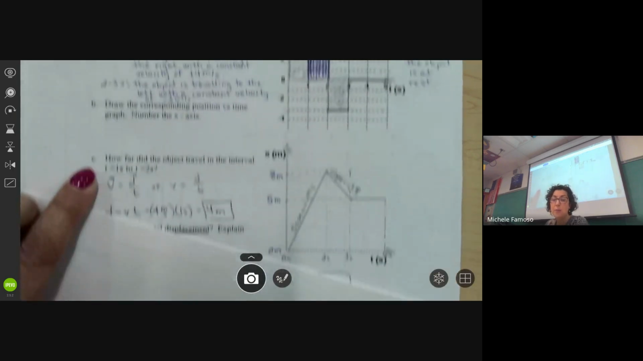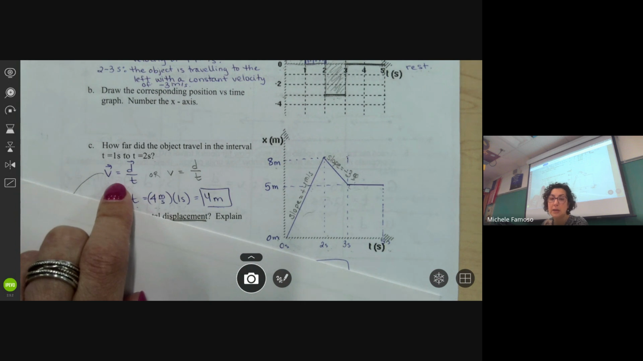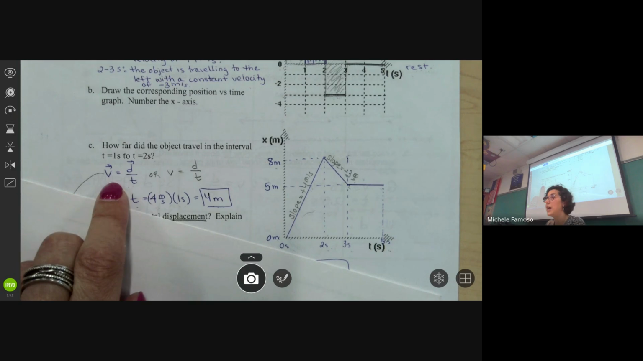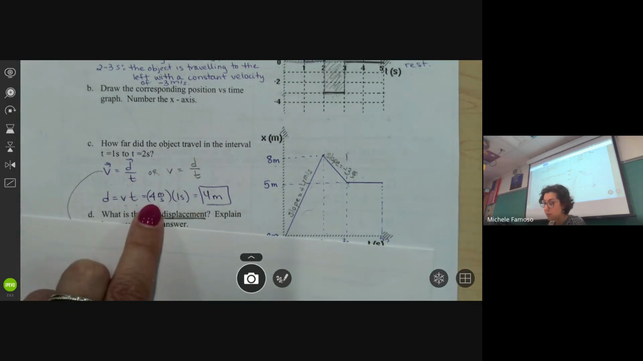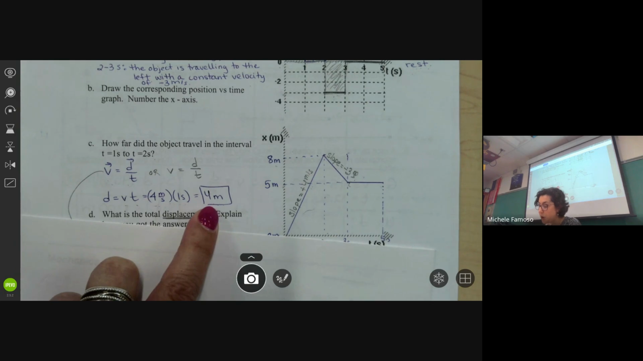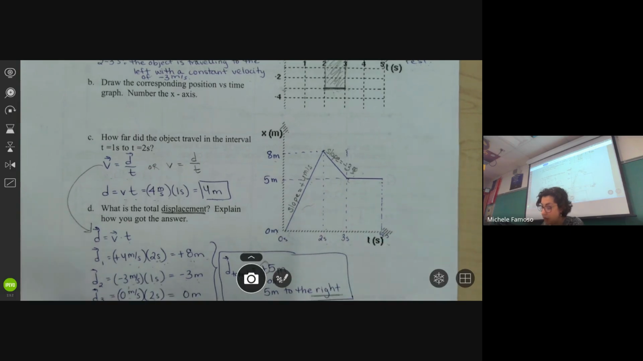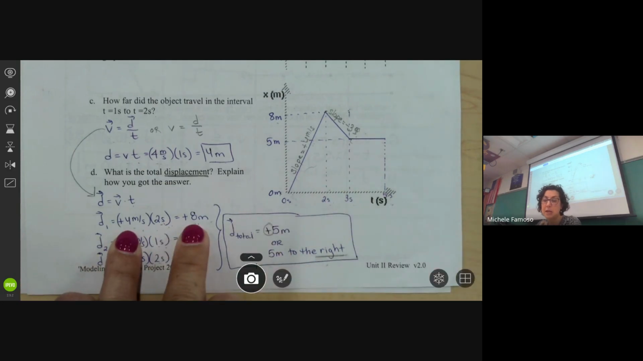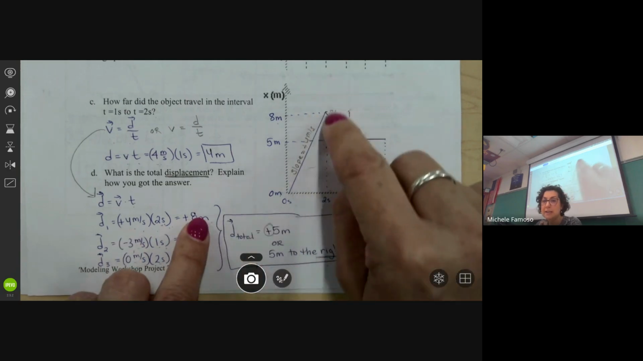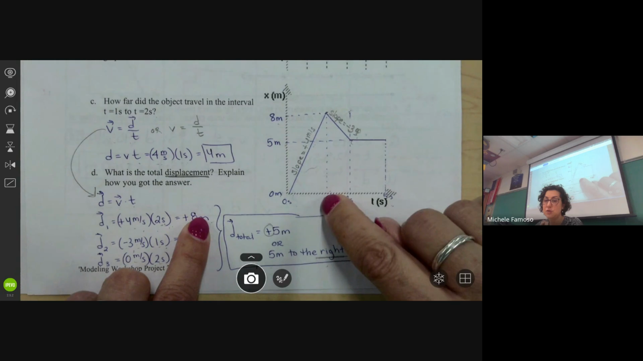So I'm going to do that with part C, which asks me how far did the object travel from 1 to 2 seconds? Well, I can either do the area or I can use my velocity is displacement over time or speed is distance over time. So 4 meters per second times 1 second means that it moved 4 meters between 1 and 2 seconds. So the total displacement would be found for this entire graph. So I'm doing it first from 0 to 2 seconds. 4 meters per second times 2 seconds means that I moved 8 meters to the right. And that's how I get this value right here of positive 8 meters for that y coordinate at 2 seconds.